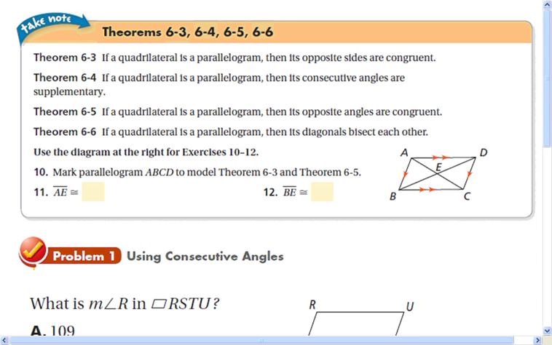If a quadrilateral is a parallelogram, then its opposite angles are congruent. If a quadrilateral is a parallelogram, then its diagonals bisect each other. So AE would be congruent to EC because BD is a bisector of AC. I can mark it like that. Those are congruent. BE is congruent to ED. So something like that.